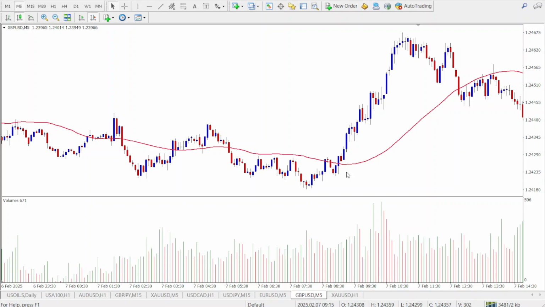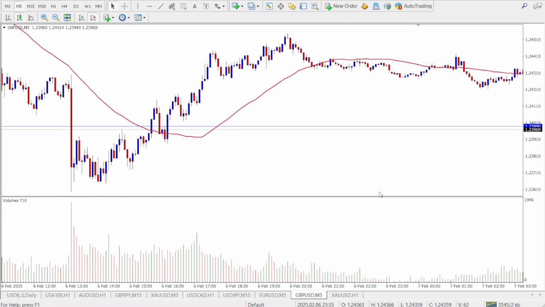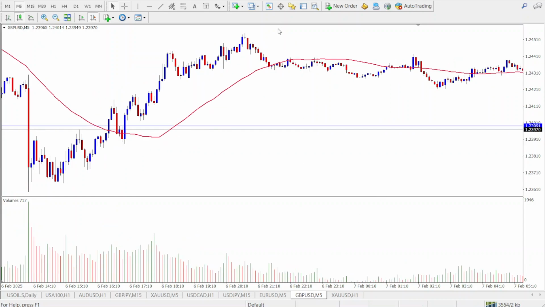Now here's the key rule: if price crosses above a moving average with increasing volume, the uptrend is likely strong. If price crosses below a moving average with rising volume, the downtrend is gaining momentum. And finally, if volume stays low during a crossover, be cautious because it could be a false breakout. Now let us put this into action.